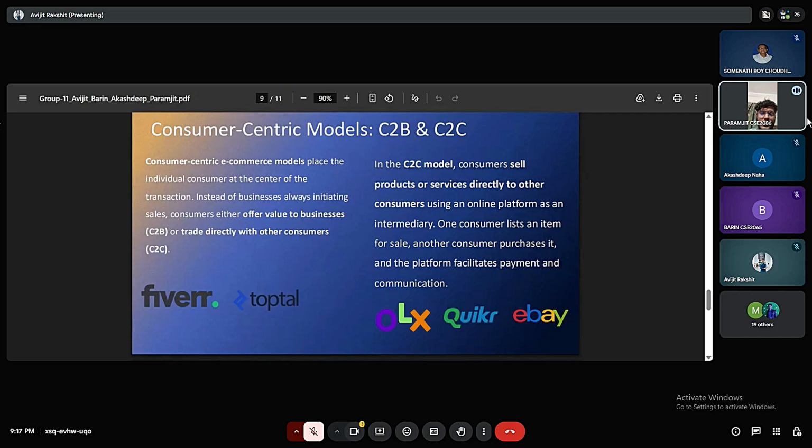Next are consumer-centric models, which include C2B and C2C. In these models, the consumer plays the central role instead of the businesses. In C2B, consumers offer value to businesses, such as a freelancer providing services to influencers to promote a brand. In C2C, consumers sell products directly to other consumers using an online platform. The platform only acts as an intermediary for payment, listing, and communication.